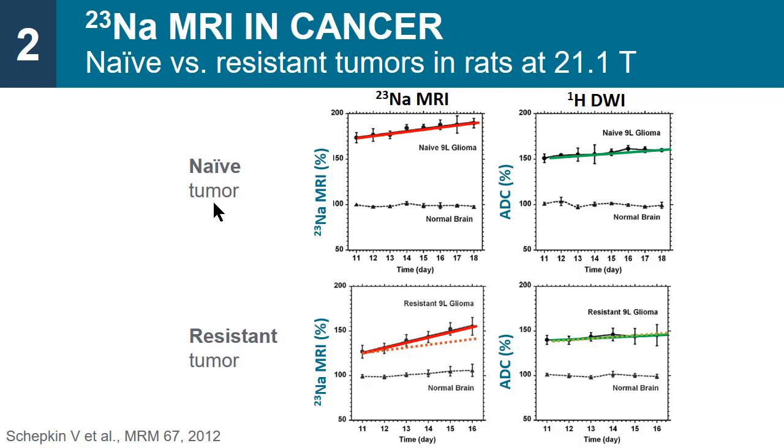And this is in cancer, in naive or resistant tumors. You can see after 11 days after injection of the tumor, you see a normal sodium in the brain, like 100%, and you see an increase of sodium, which is different in the naive or resistant tumors, while the diffusion doesn't give much information. It's the same trend.